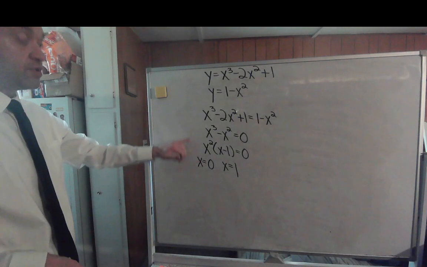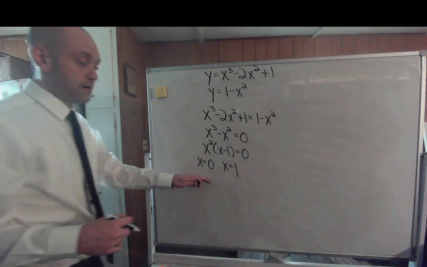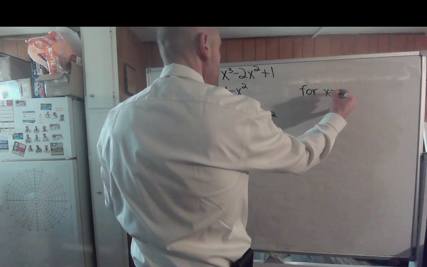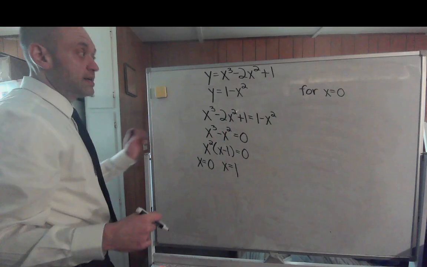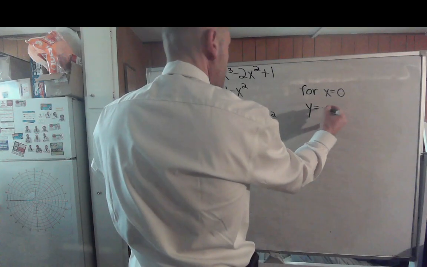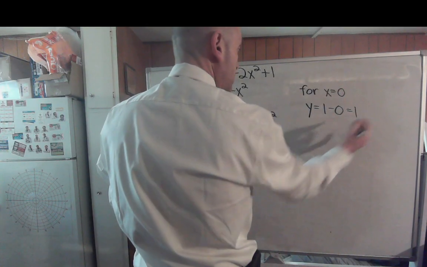So since you have two solutions for x, you're also going to have two solutions for y. So let's go for when x equals 0. Pick an equation, stick that 0 in. I like the looks of the second equation better. So y would equal 1. Well, 0 squared is just 0, so 1 minus 0 is 1.